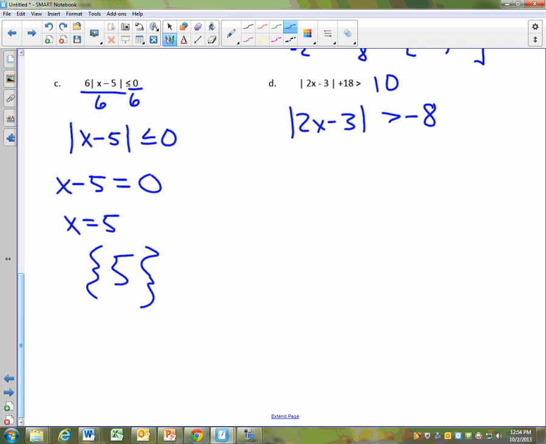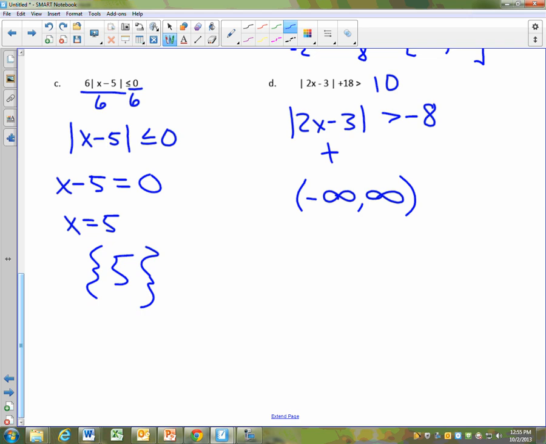So if I subtract the 18, again, is an absolute value ever not greater than a negative? It's always greater than negative. This is always positive, and a positive is always greater than a negative. So this is going to work for all real numbers. So I don't have to go through the process of solving if I see a scenario like that.